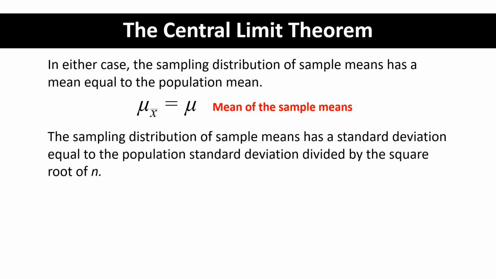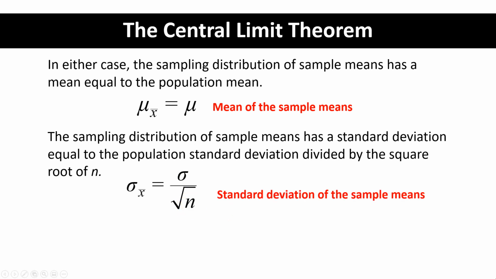For the spread, the sampling distribution is always going to be smaller. And how much smaller? Well, that depends upon the sample size. The standard deviation of this sampling distribution, and this is the notation, is equal to sigma, the population standard deviation, divided by the square root of the sample size n. This is known as the standard error, and it is the standard deviation of the sample means. So let's do some problems.